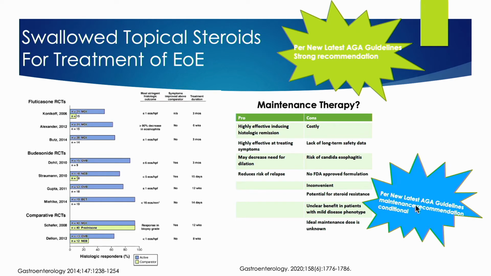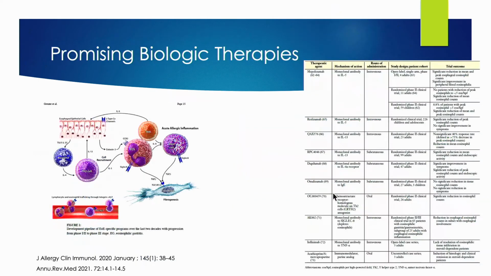And per the new guidelines, it is a conditional recommendation. It's something that is based on the clinical course of the disease. We are more likely to recommend maintenance therapy in somebody who's had many food impactions and who has a narrow caliber esophagus than someone who has a mild disease.